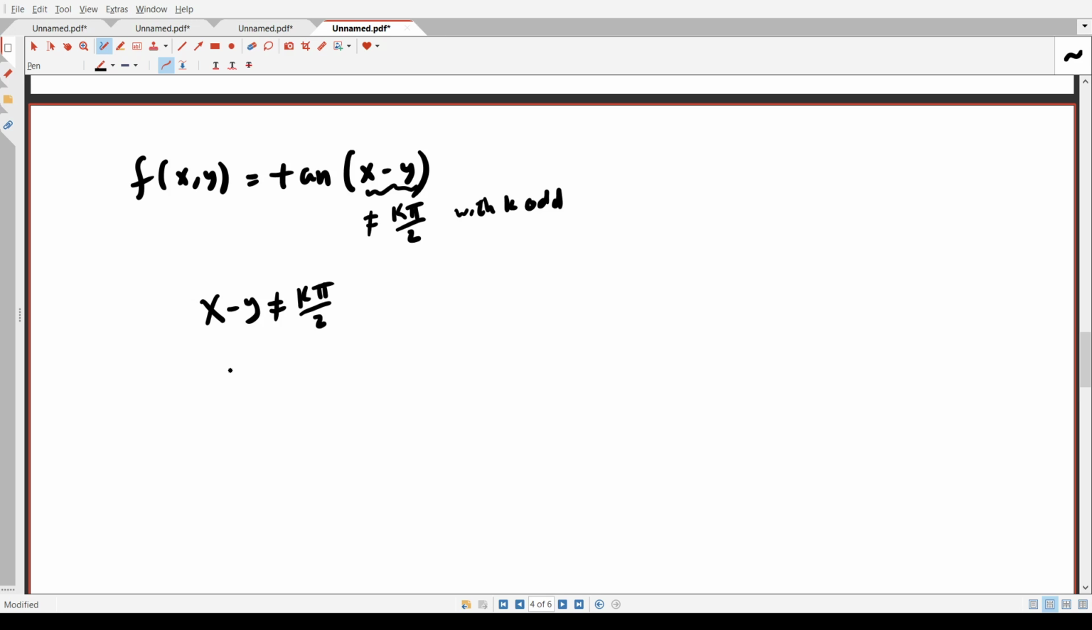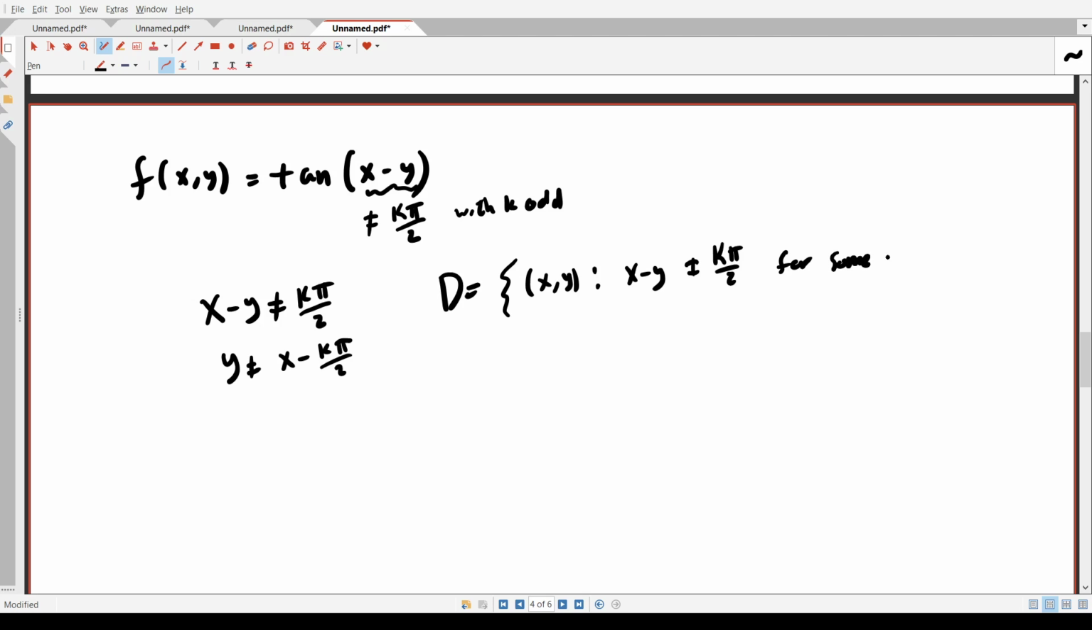So let me just solve for this. I have that y is not equal to x minus k pi over 2. So the domain is just restating the same condition: all the pairs xy such that x minus y is not equal to k pi over 2 for some odd value of k.